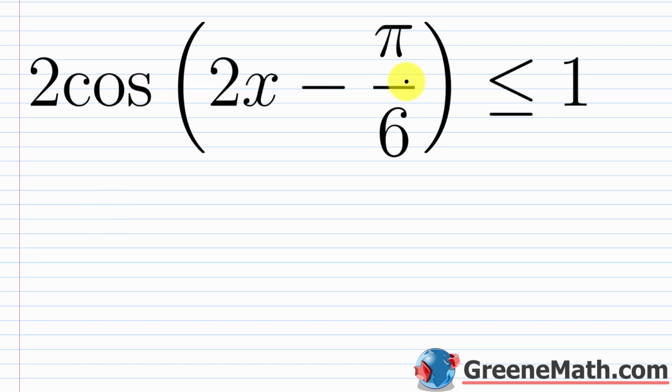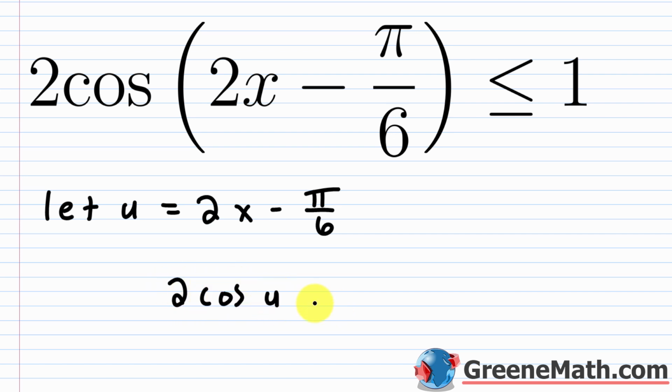So if you have something with a bunch of stuff going on inside, what I'm going to do is say we're going to let something like u, you could use w, whatever you want to do, be equal to this right here, so 2x minus pi over 6. So that's going to do a lot for us. It's going to make the problem a lot simpler. I'm just going to say we have 2 cosine of u is less than or equal to 1. So here, when we find solutions in terms of u, things are going to repeat every 2 pi. That's a little bit easier to work with than to try to figure this out.